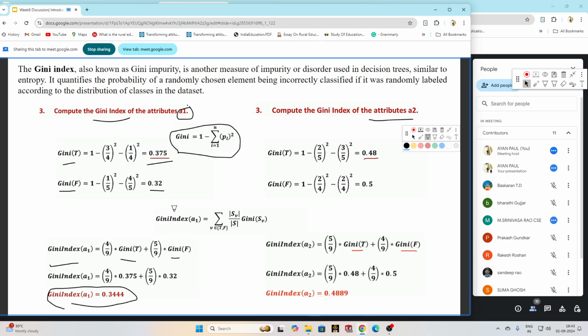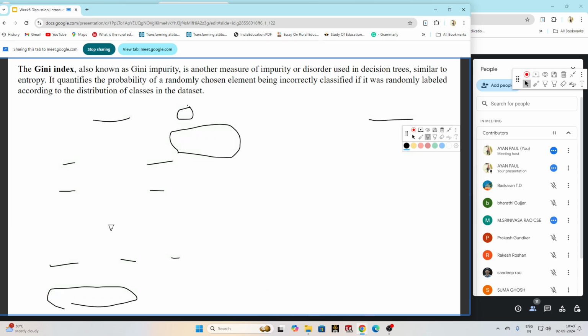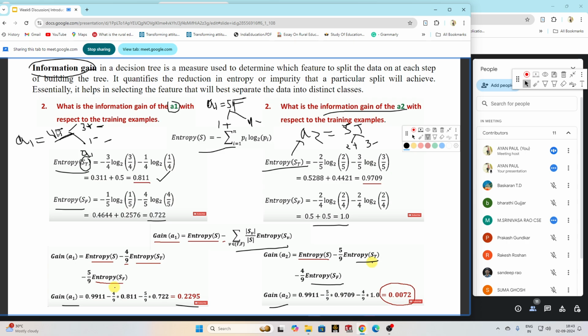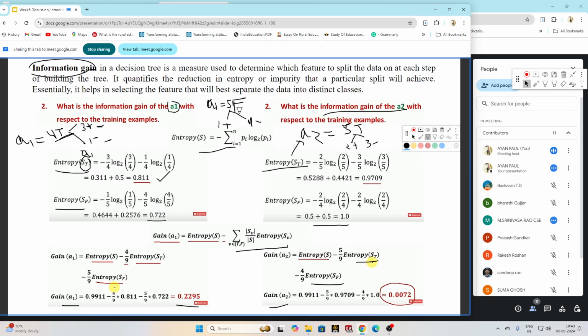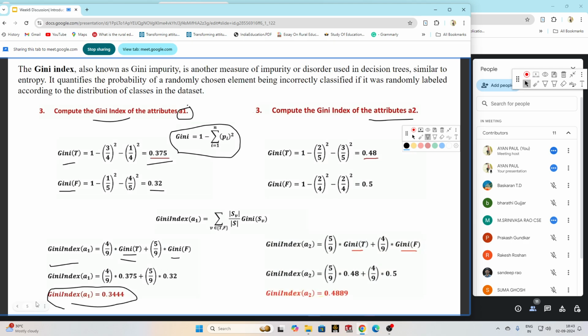Now our main aim is to calculate the Gini index of that attribute, not only the classes. So the Gini index of that attribute will be equal to 4 by 9 into Gini of true plus 5 by 9 into Gini of false. Why 4 by 9 and 5 by 9? Because we have 4 true examples, that is why 4 by 9, and 5 false examples, that is why 5 by 9. So by that you will find out the Gini index of A1.